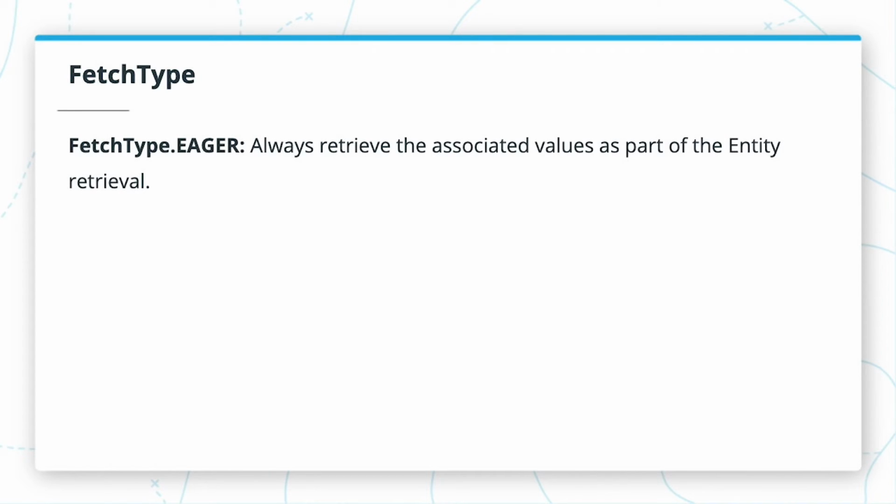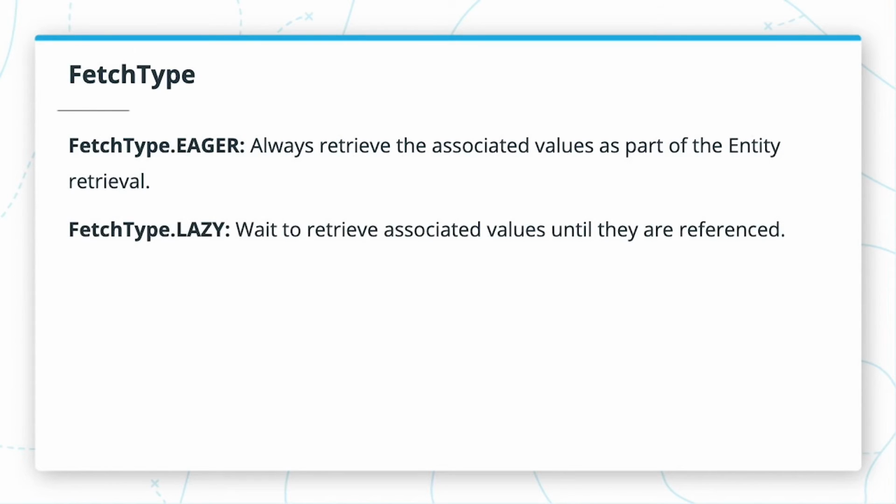FetchType.EAGER tells Hibernate to always retrieve the associated values as part of the initial retrieval, so we would see a query that returns all the rows for every outfit whenever a person is retrieved. FetchType.LAZY tells Hibernate to wait to retrieve those values until they are referenced. The initial find method only looks up the person entity. Since the outfits aren't referenced at all in our findFavoriteComposer method, no further retrievals are necessary.